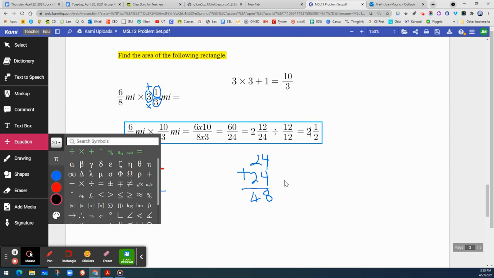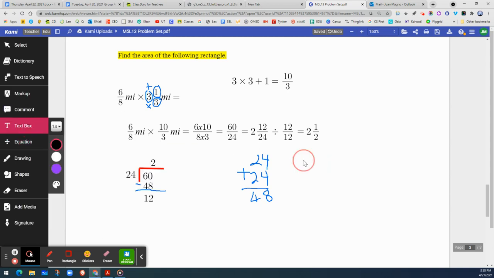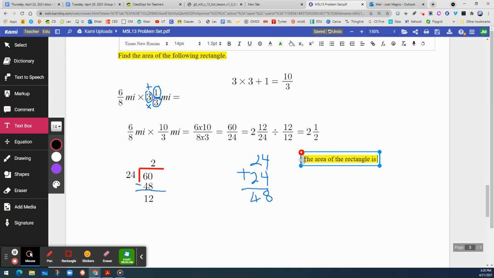Now let's write the answer to the question. Let me use my text box. The area of the rectangle is 2.5. I forgot something. This is called square units. That's the only way you're going to demonstrate that these are square units.